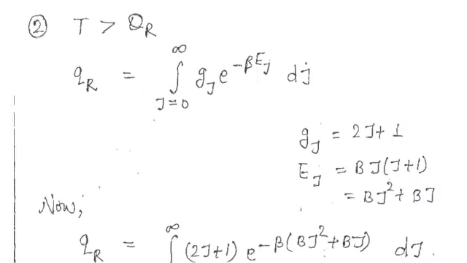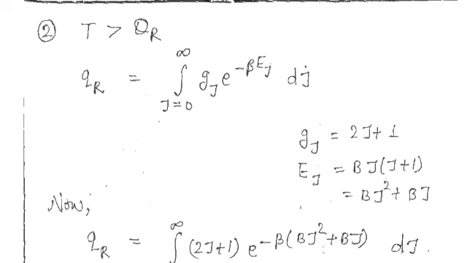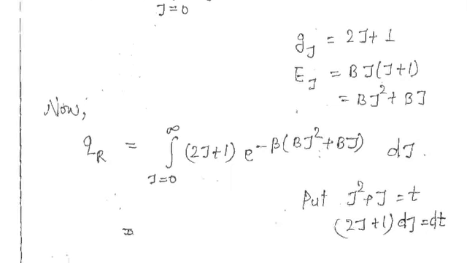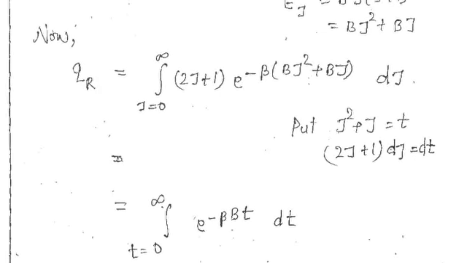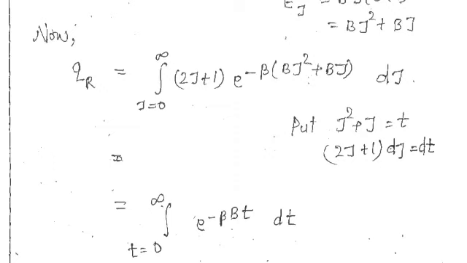Now the second condition, when temperature is greater than theta r. When the temperature is greater than theta r, it means all states can be accessed and the summation can be replaced or substituted by an integral. So here we use the integral. We write down the same formula with g_j and E_j, and on putting all those values, we get this expression.